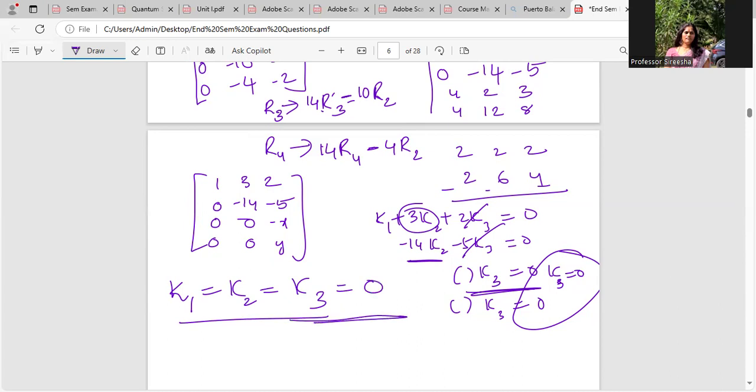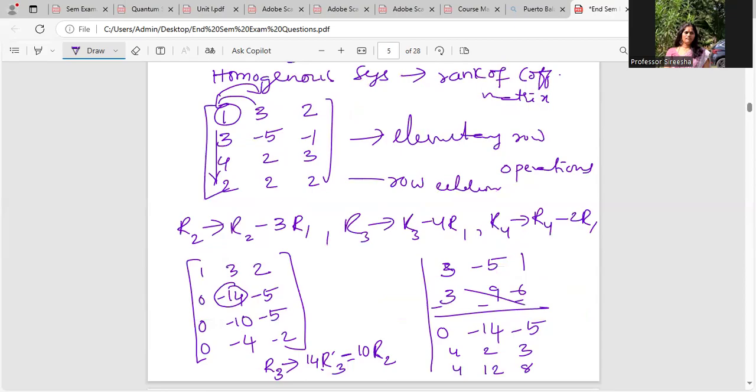Unless I have made some mistakes in calculation, then probably I am with the wrong answer. But otherwise, all ki's I have got them to be 0. All ki's are 0, but then since all ki's are 0, using the definition of linear dependence or independence, the vectors are linearly independent because you cannot find any relation.